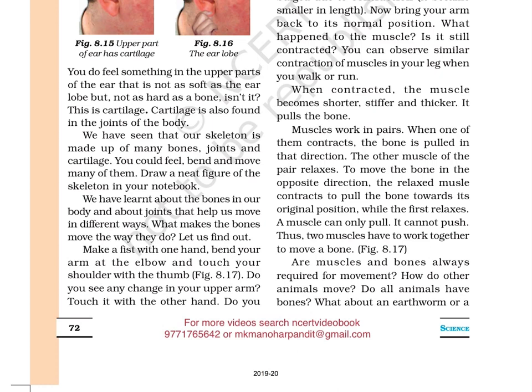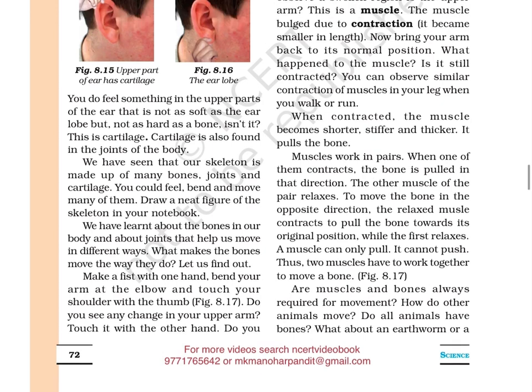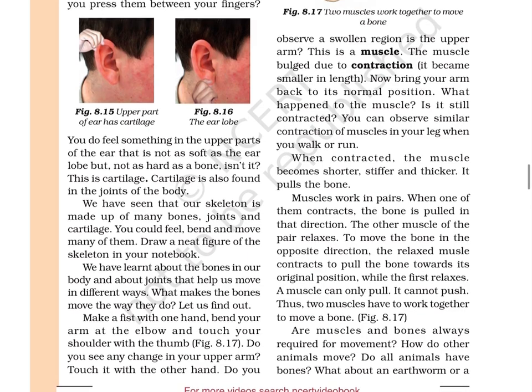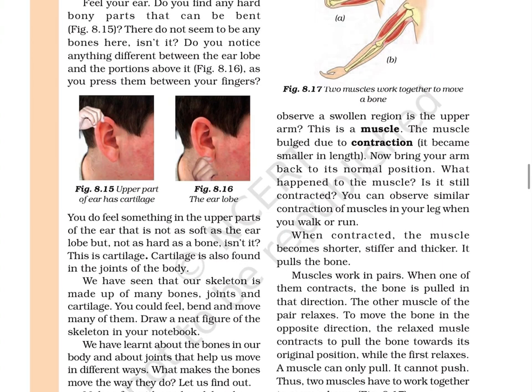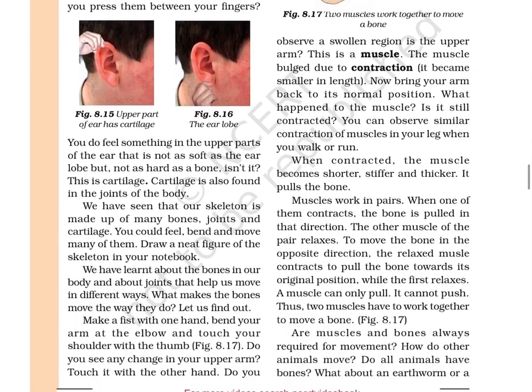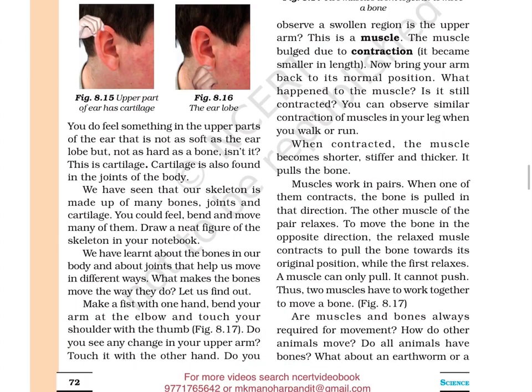We have seen that our skeleton is made up of many bones, joints, and cartilage. You could feel, bend, and move many of them. Draw a neat figure of the skeleton in your notebook. We have learnt about the bones in our body and about joints that help us move in different ways. What makes the bones move the way they do?